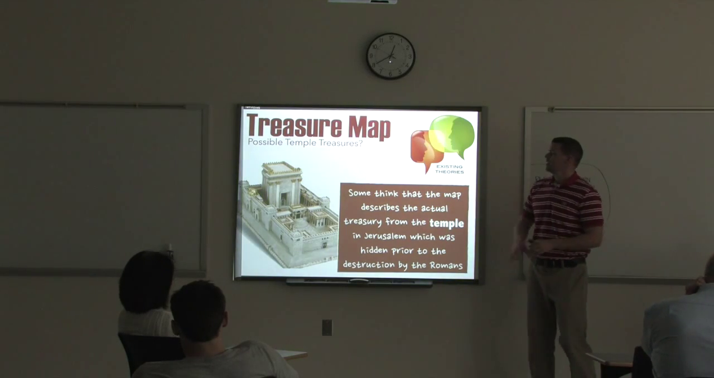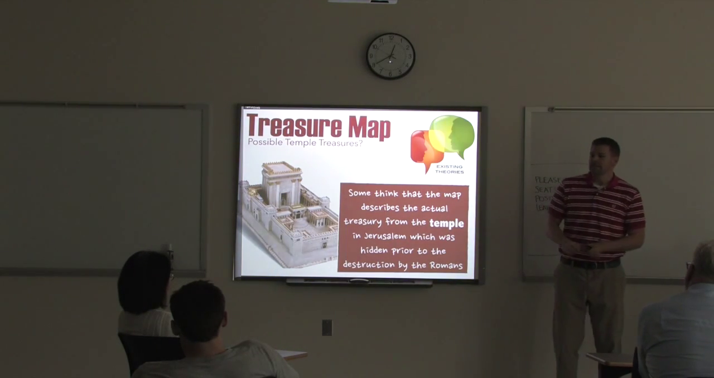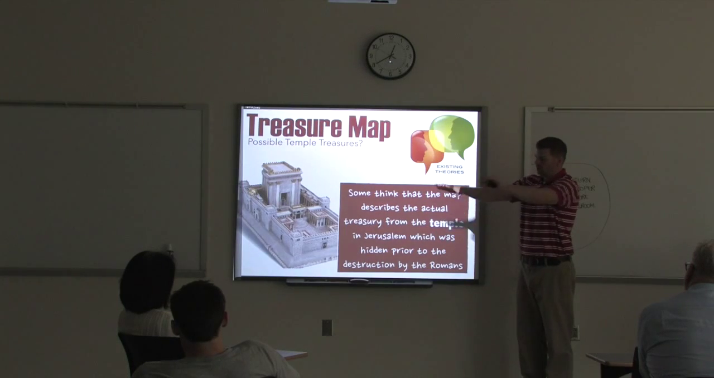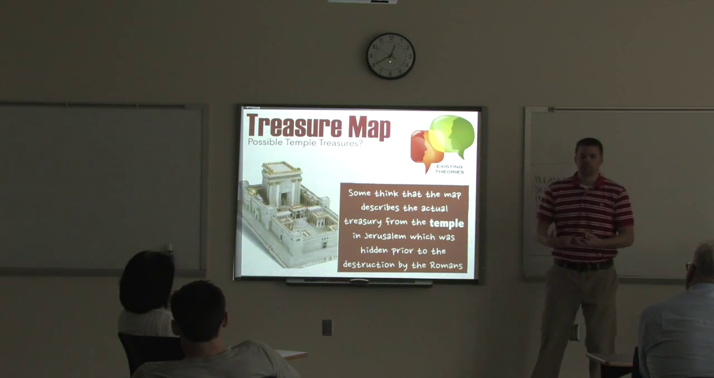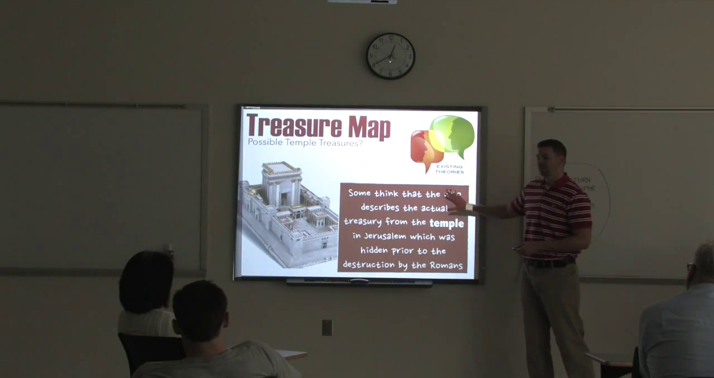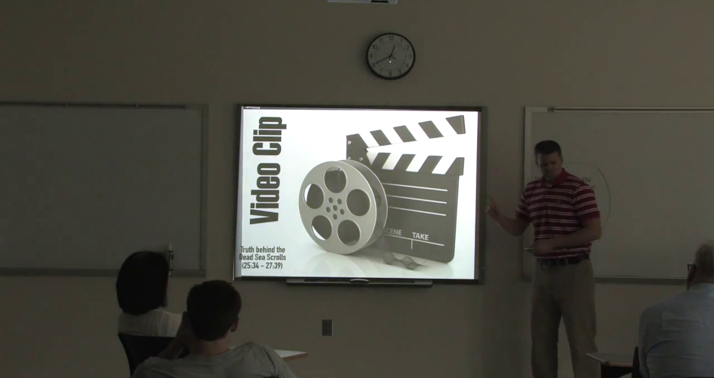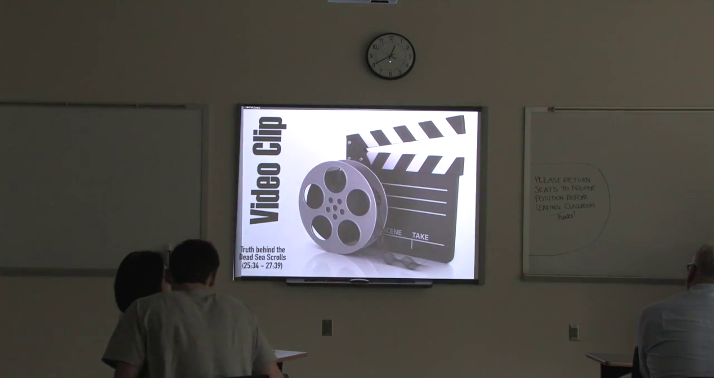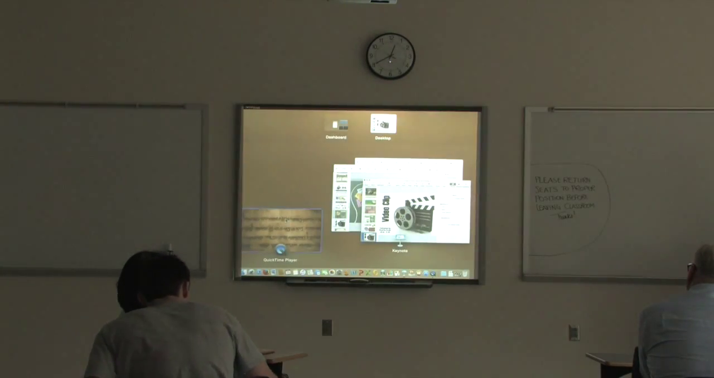So the idea is that this treasure was taken, hidden away, put in a safe place, and all around Jerusalem, different places, and they made a map, kind of Indiana Jones-esque kind of story, but they mapped it out so they could go back later and find where the treasure was hidden. It's very interesting. I'll show you another clip on how this text works.